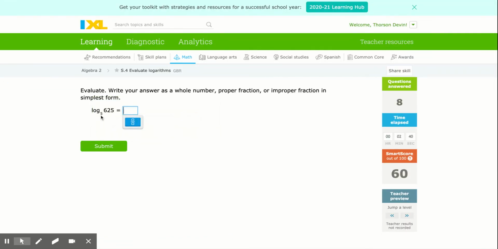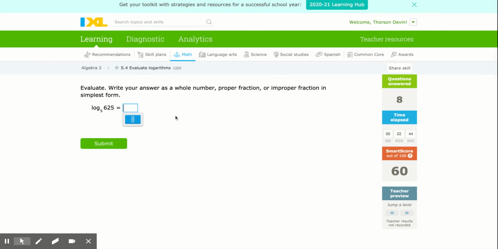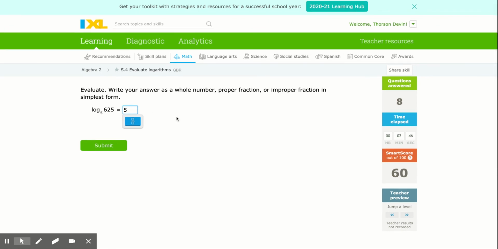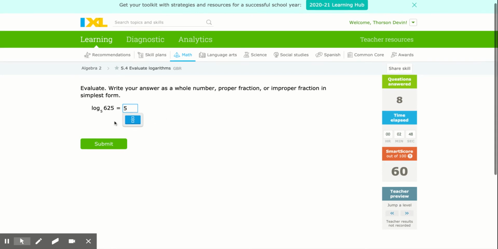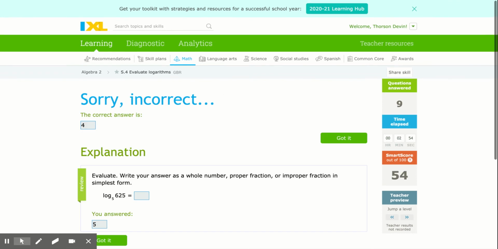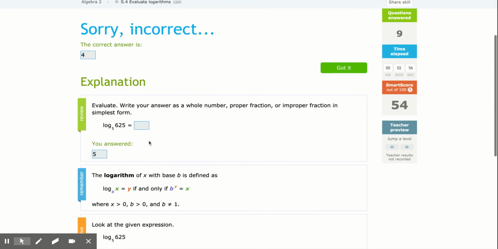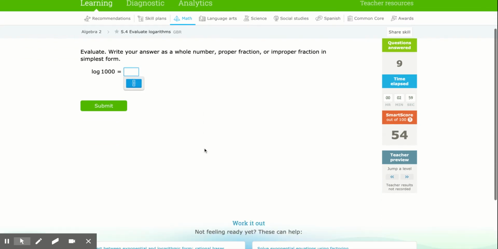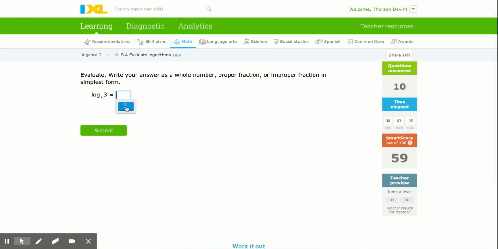How many 5s do I need to multiply together to get to 625? Well, I believe that's going to be 5, I believe. Let's see. Nope, it's 4. I was off. I knew I was off. How many 10s do I get to 1,000? Oh, that one's easy. It's just the number of zeros you have. That's 1.